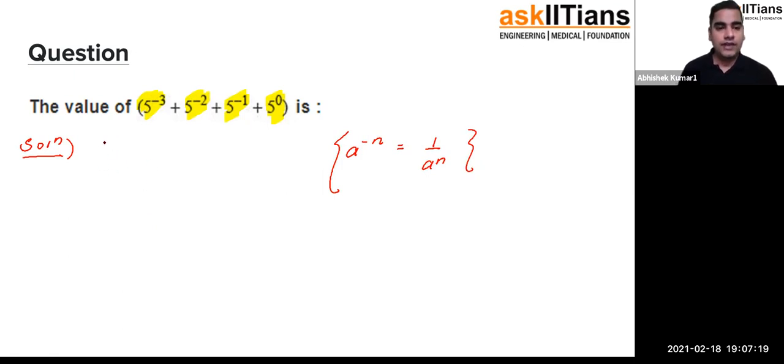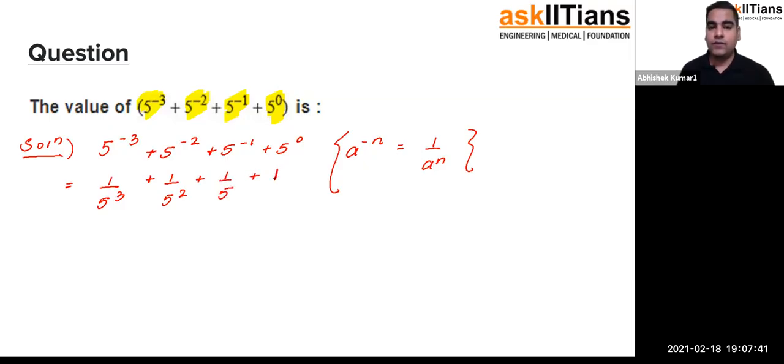So what are we provided here? We are provided 5 raised to the power minus 3 plus 5 raised to the power minus 2 plus 5 raised to the power minus 1 plus 5 raised to the power 0. So this first term can be written as 1 upon 5 raised to the power 3. Second term can be written as 1 upon 5 raised to the power 2. Third term can be written as 1 upon 5. And the fourth term is going to become 1.